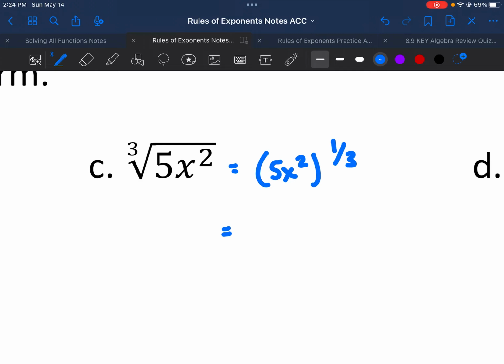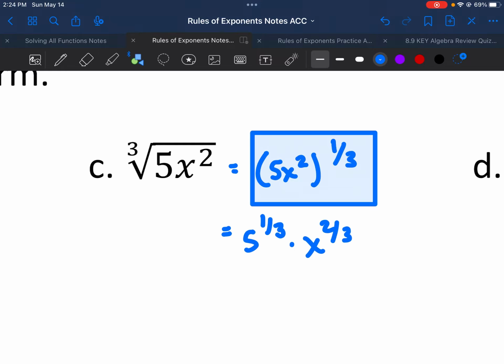Alternatively, another way that you could write this answer is you could take this 1/3 and distribute it to the 5 and the x squared, because the operation here is multiplication. So you could say technically 5 to the 1/3 times x to the 2/3. This would also be an acceptable answer, but I'm perfectly fine with this answer right here.